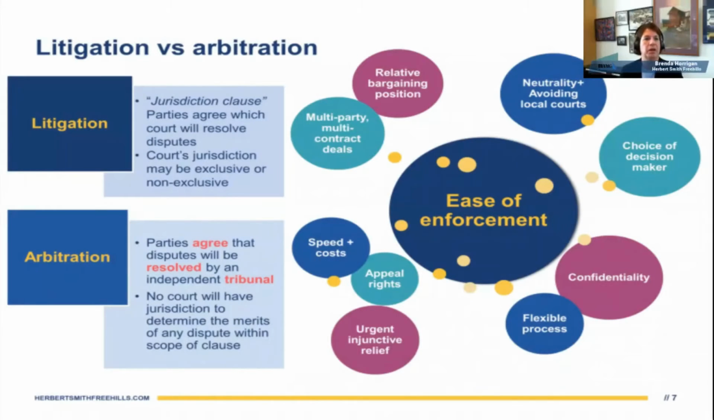Comparing litigation versus arbitration, the default, if there is nothing in the contract, is that litigation will be the method of dispute resolution. So you can either have in your contract a submission to jurisdiction clause, whether exclusive or non-exclusive. If exclusive, the parties are agreeing which court will resolve the disputes. If non-exclusive, they're saying, at the very least, this court can hear the disputes, but other courts may also.